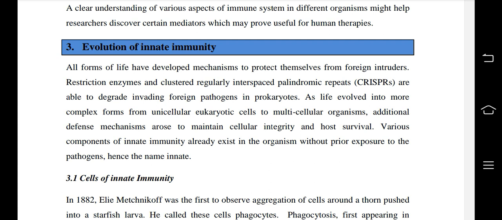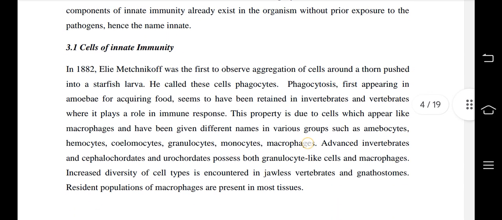Restriction enzymes and clustered regularly interspaced palindromic repeats or CRISPRs are able to degrade invading foreign pathogens in prokaryotes. As life evolved into more complex forms from unicellular eukaryotic cells to multicellular organisms, additional defense mechanisms arose to maintain cellular integrity and host survival. Various components of innate immunity already exist in the organism without prior exposure to the pathogen, hence the name innate. Then cells of innate immunity.